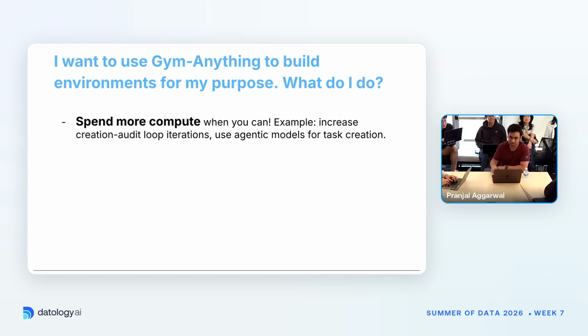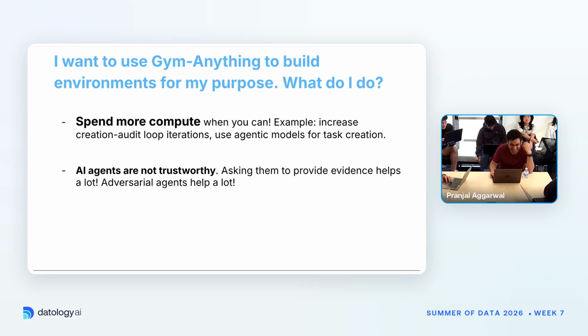Obviously, at some point it's going to saturate and it's not going to be that meaningful, but at least 5 iterations. And we can use agentic models for task creation. We had this propose and amplify setup where the amplify step was an LLM, not an agent. Maybe you can use an agent there. So in any part of the pipeline, if you can, just increase the computing time. AI agents are not trustworthy, obviously, but I found that the evidence thing really helped a lot. And having an adversarial agent removed me also out of the loop. So that was good.